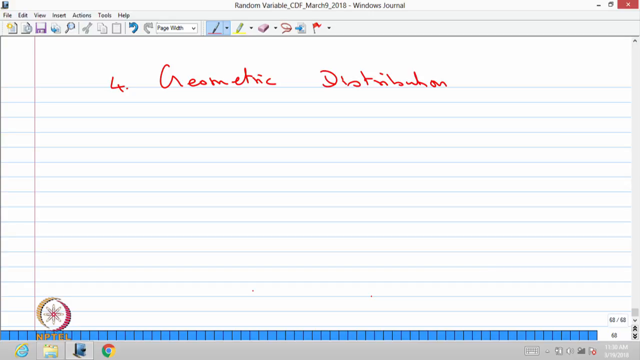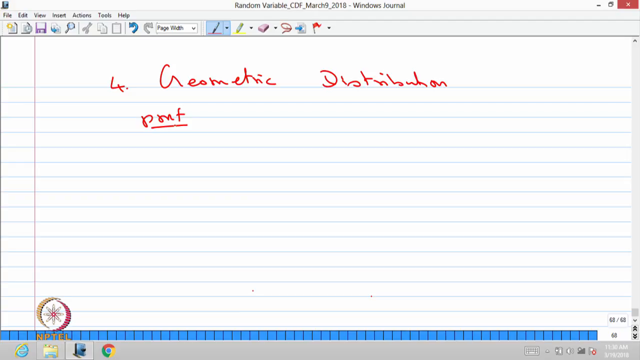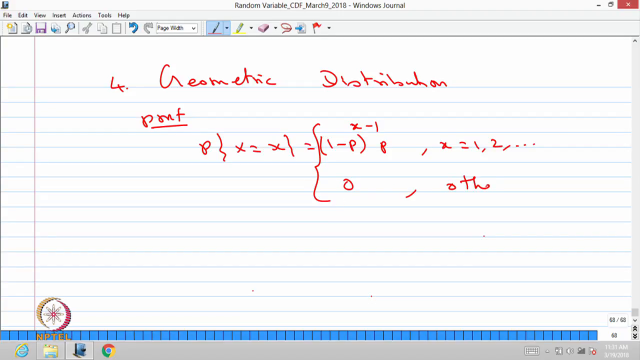Whenever a random variable, which is a discrete type random variable, has a probability mass function of the form probability of X takes a value small x is (1 minus p) power x minus 1 times p, where x takes a value 1, 2 and so on, otherwise it is 0, then we call this random variable X a geometric distributed random variable. Here also the p lies between 0 and 1.